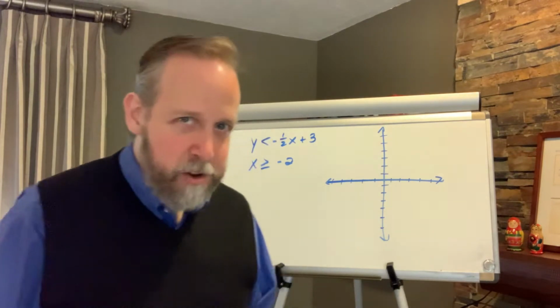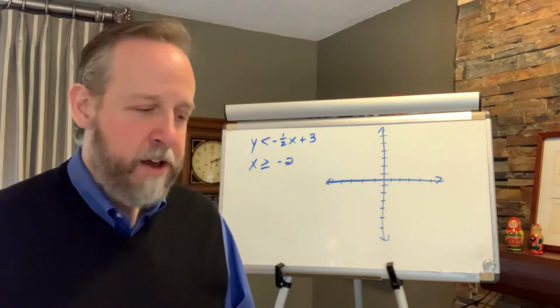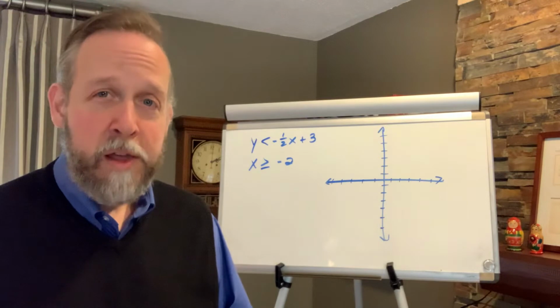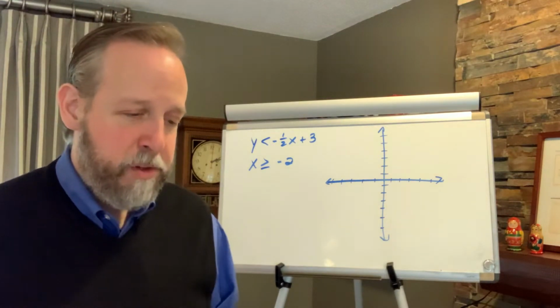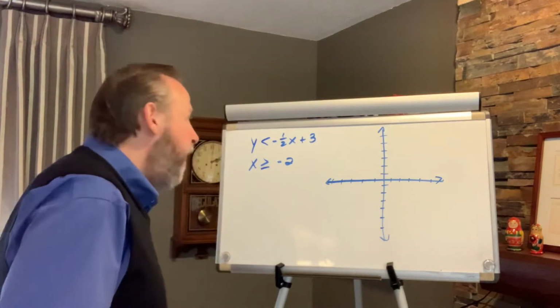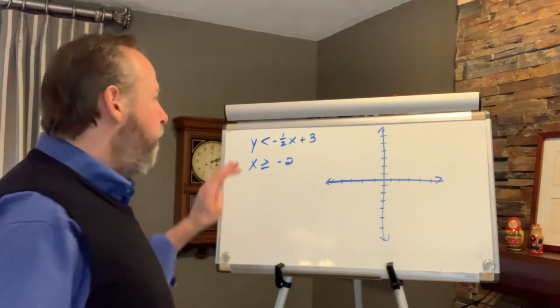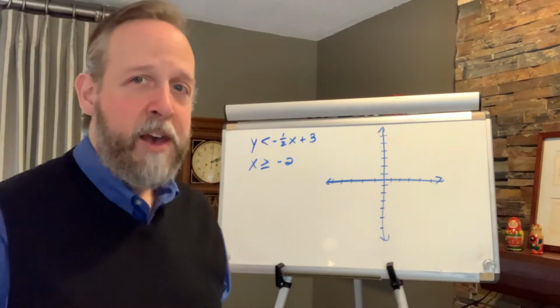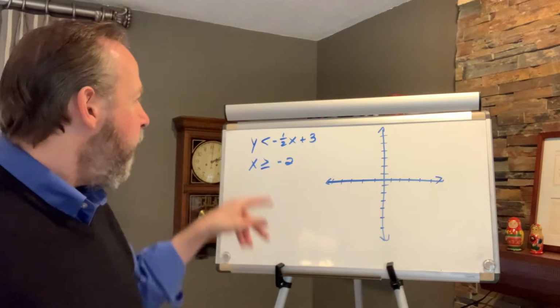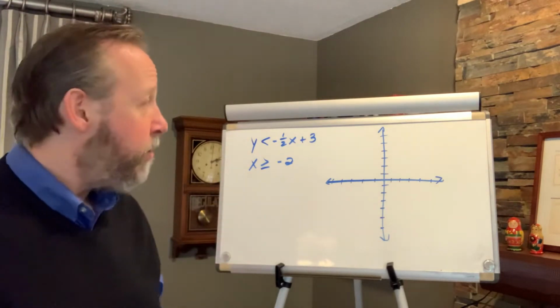Today I'm just going to remind you what we were doing, which was to graph a system of linear inequalities and shade for the overlap. So on the board right now I have a simple system. We have y is less than negative a half x plus 3, and then I have x is greater than or equal to negative 2.